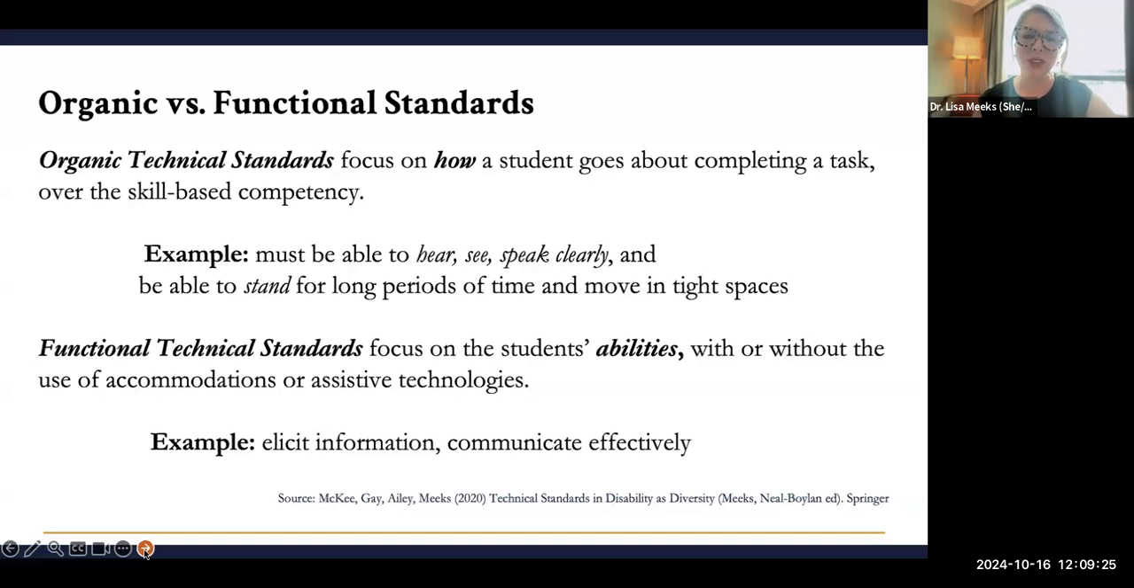While the opposite is functional technical standards, and these focus on a student's abilities with or without the use of accommodation or assistive technologies. And some examples of the type of language that would lean on functional, and again, in this case, functional is good, organic is bad, include elicit information or communicate effectively. And so in this way, it's not saying you have to hear or speak to communicate. It's just saying you have to be able to communicate effectively.